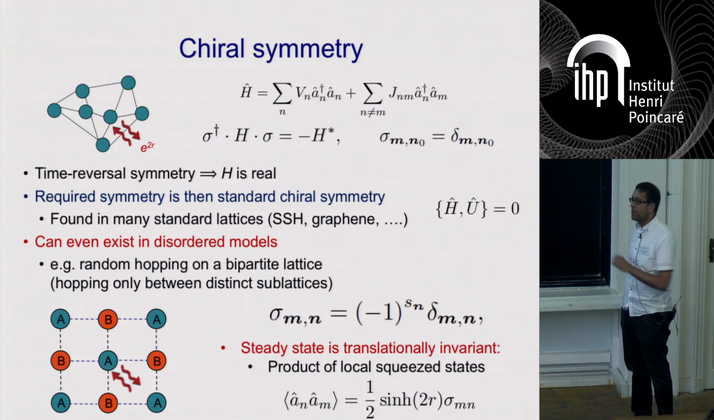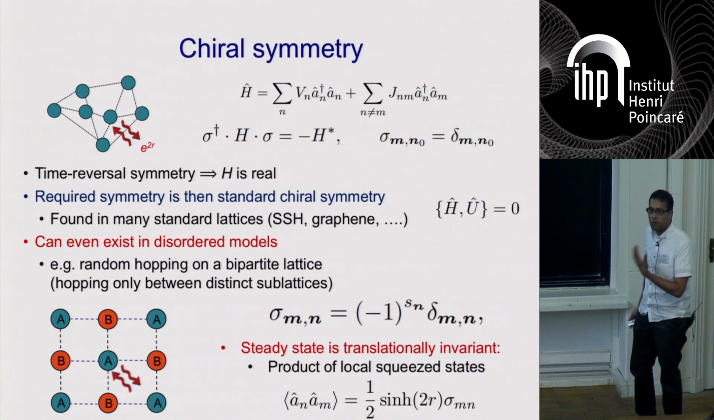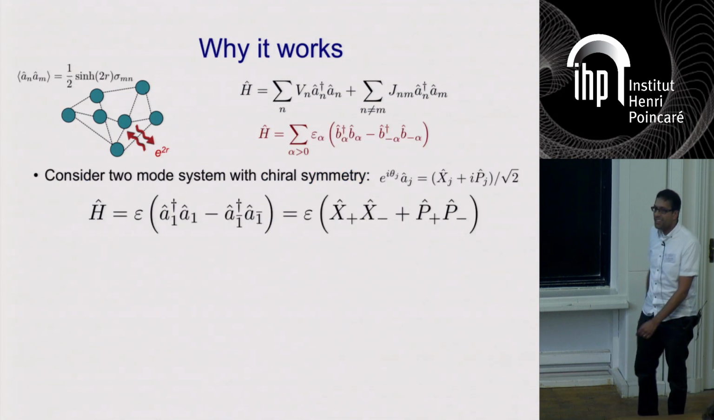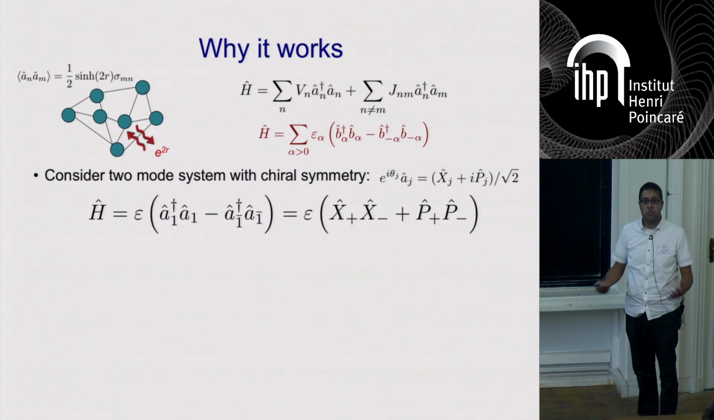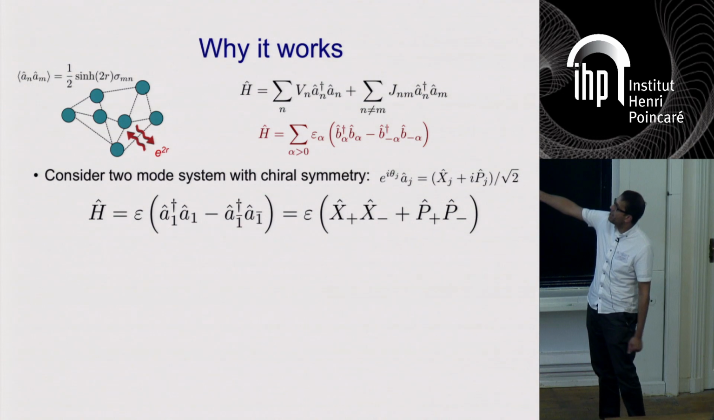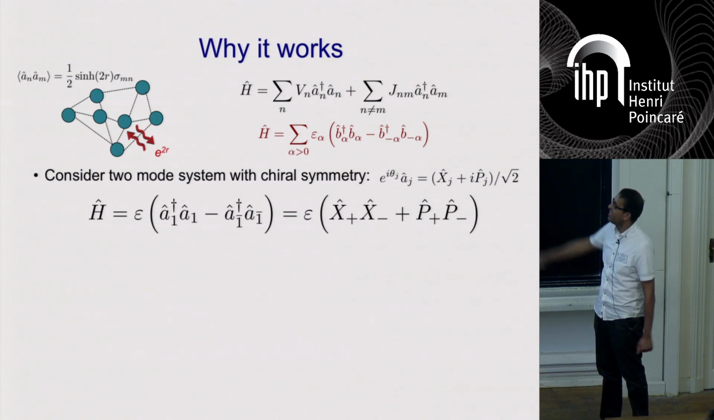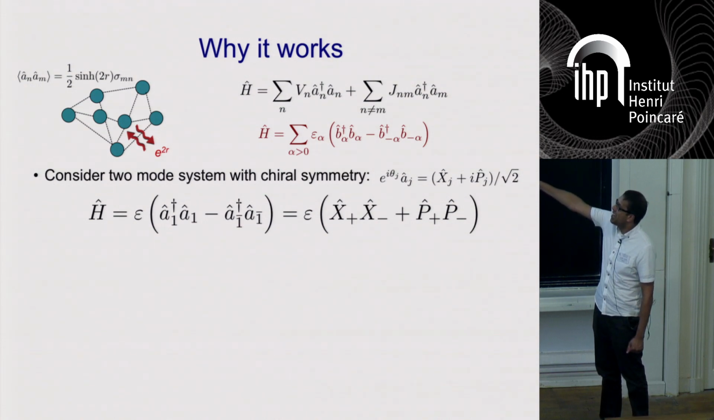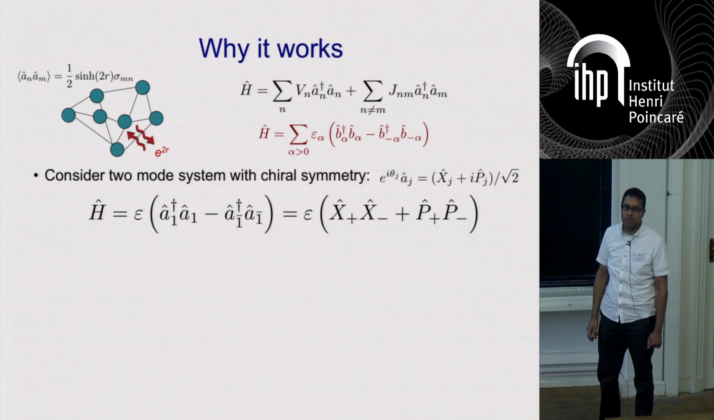Okay, so let me tell you a little bit about how this actually works, or why does chiral symmetry actually matter in this case. So let's think about the simplest situation where we have two modes, right? So what does it mean to have chiral symmetry? It basically means once you diagonalize your Hamiltonian, right, one mode has energy epsilon, the other has energy minus epsilon.